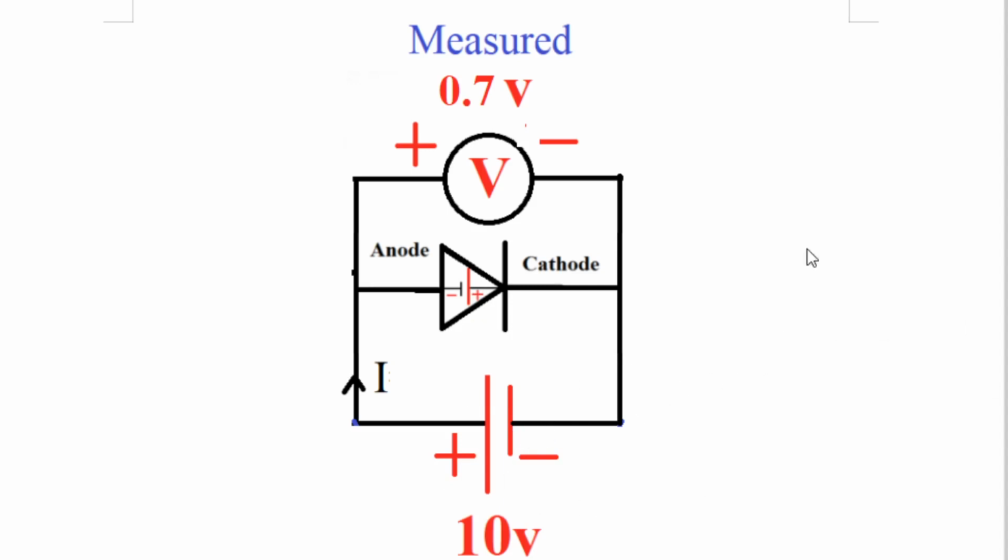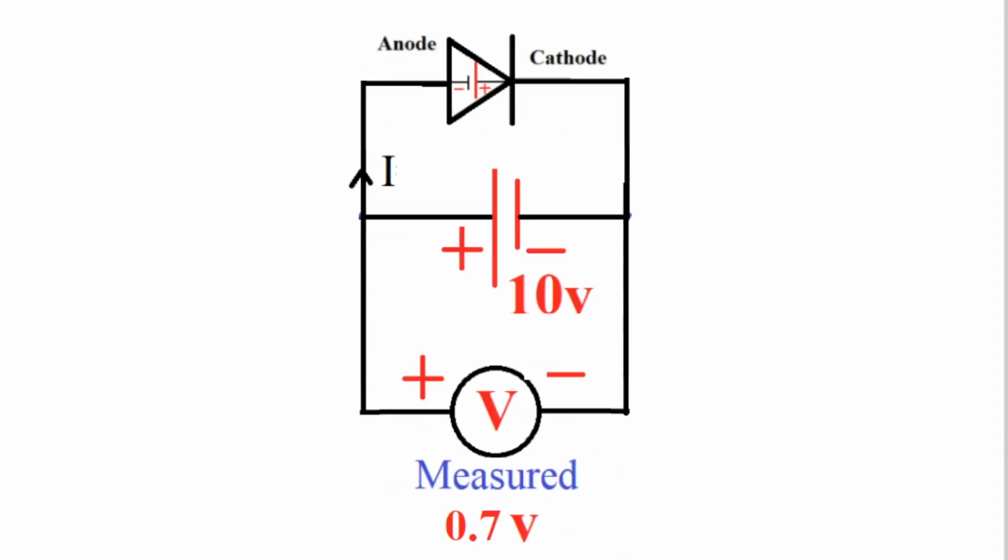gets short circuited by the conducting diode, and that is also called the drop across the diode. Now in this case I am going to try to confuse you by changing the position of the voltmeter. So see the diagram now.